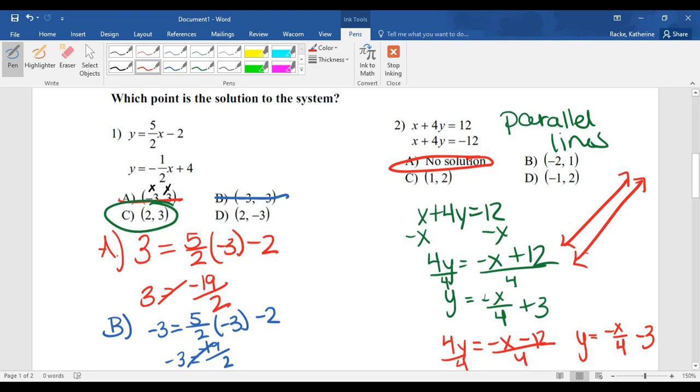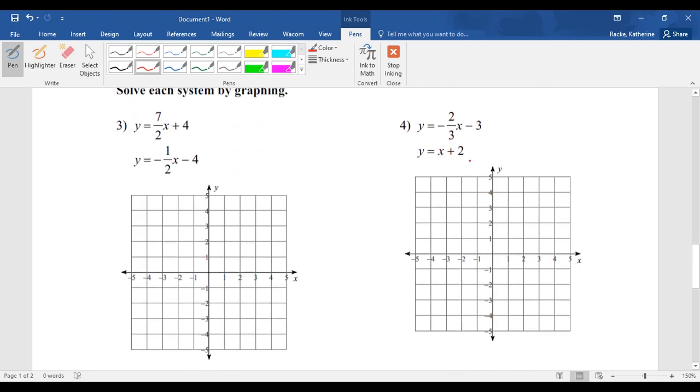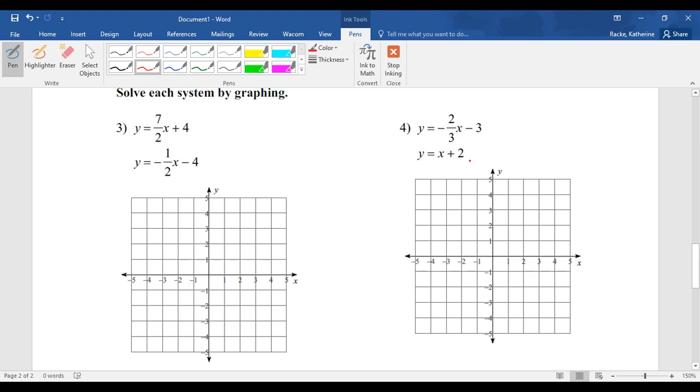All right, moving on to number 3. Solve each system by graphing. So we're going to do what we did before and graph the lines, like what we did in the last video, with my starting point at positive 4 and negative 4. We'll start with this one here. So at positive 4, I am going up 7, right 2. So I can't go any further up that way, so I'm going to go down 7. 1, 2, 3, 4, 5, 6, 7, down to the left 2.